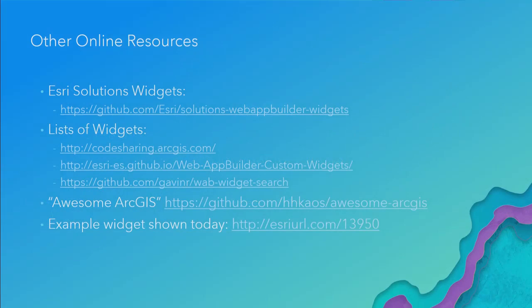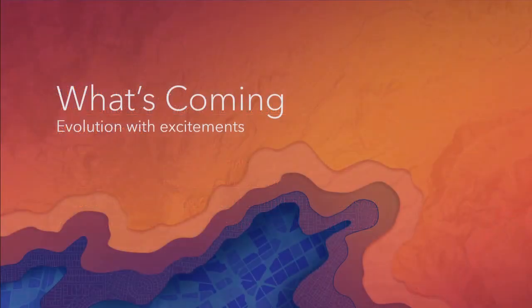And then here are some links to places where you can find widgets. And also at the bottom there is the example widget that I went through. I know I went through it pretty quickly, so you can get the entire source code of the widget that I was building today at esriurl.com/13950. Cool. So that's all I got for community.